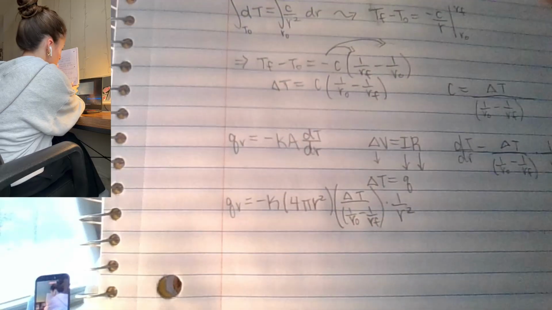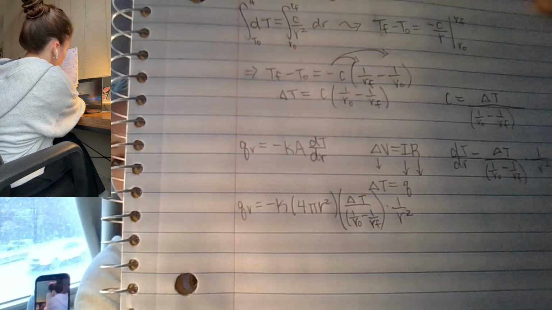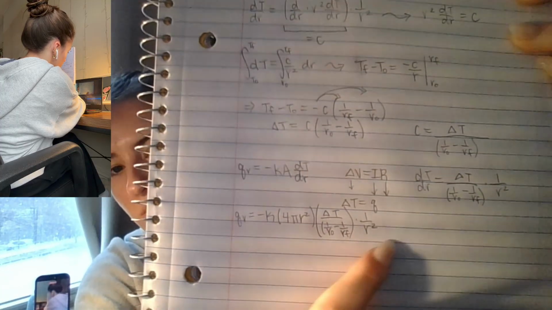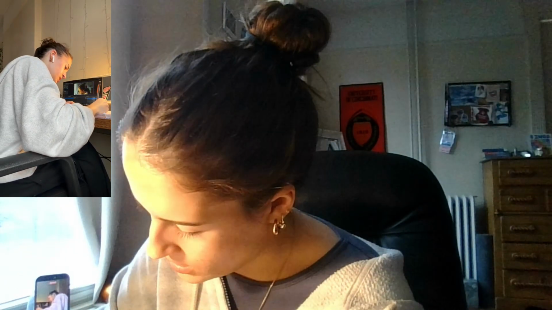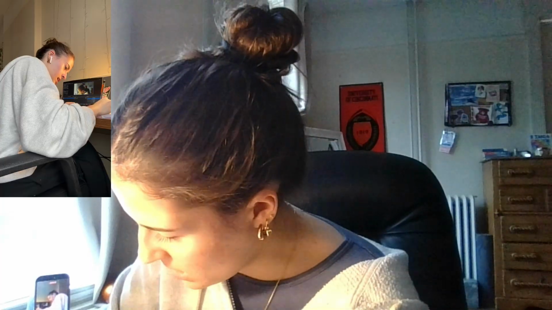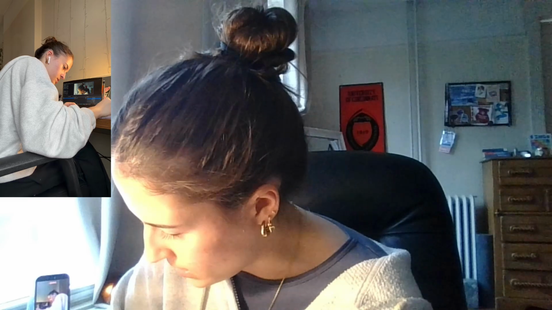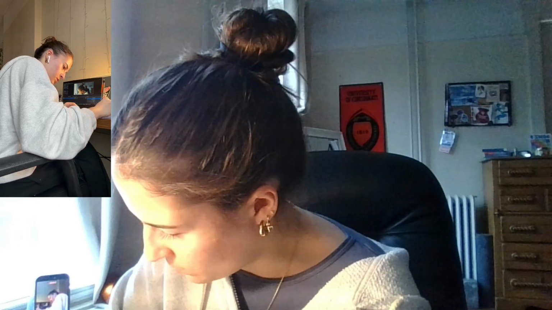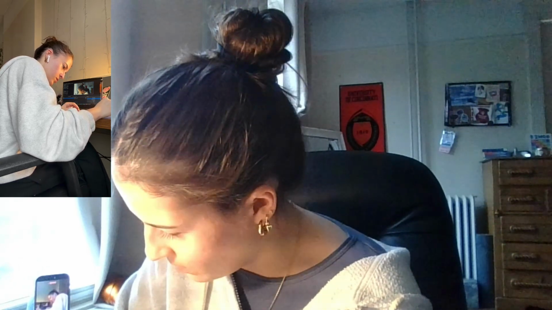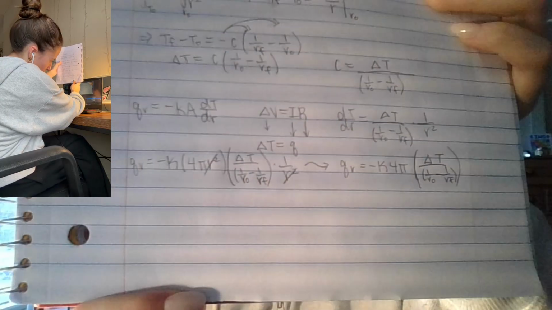So when we plug in all the terms that we know into our Fourier's law, we can cancel out this r squared here with this one, get rid of that whole thing. Let's simplify that a little bit. QR equals negative K 4 pi times delta T, 1 over R naught minus 1 over RF. All right. So now we have our fully simplified form.